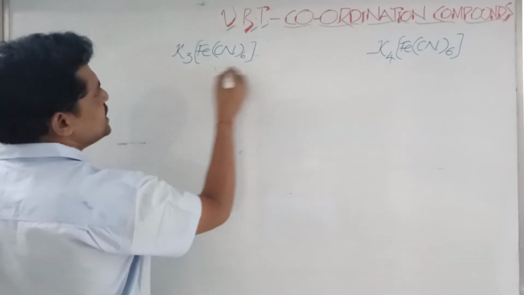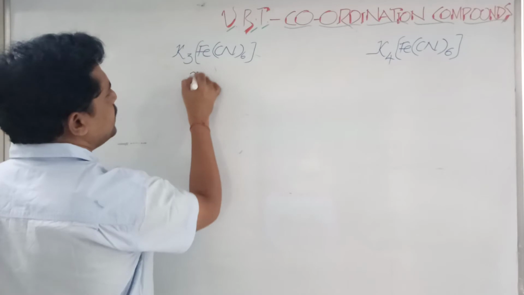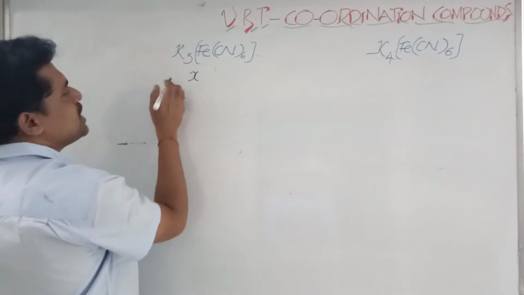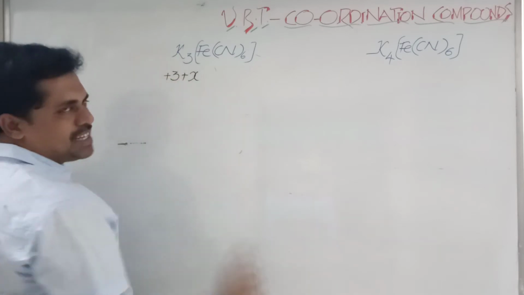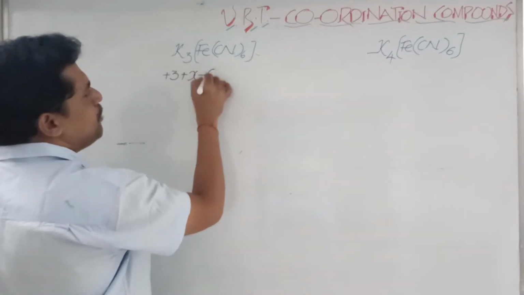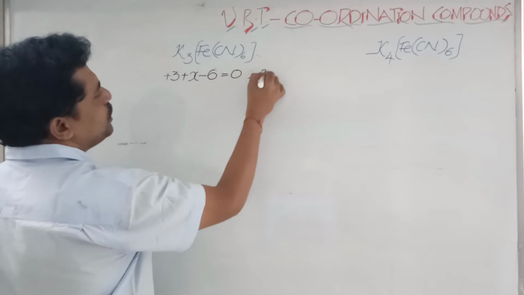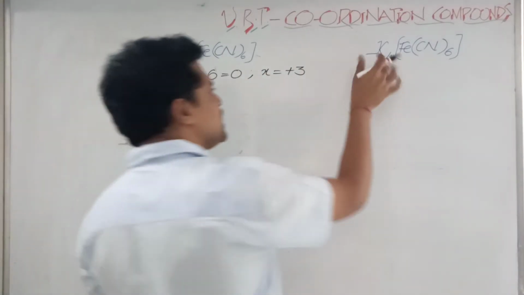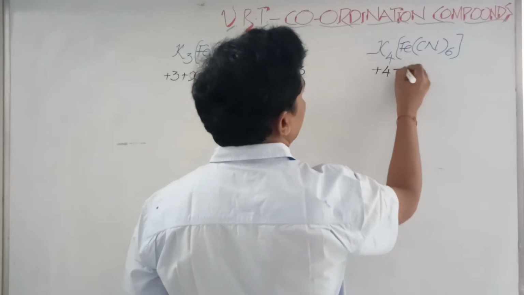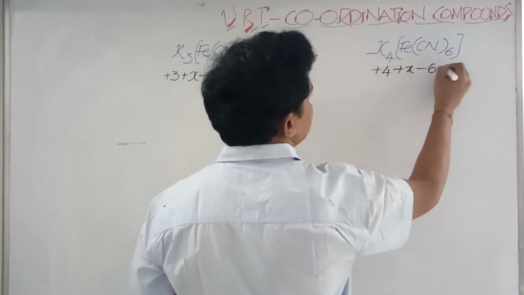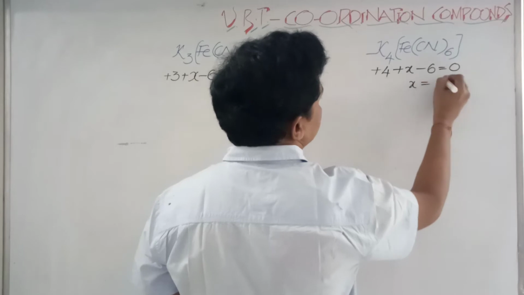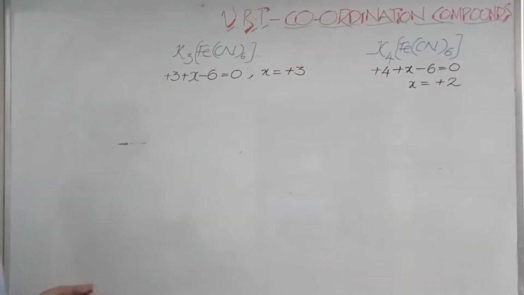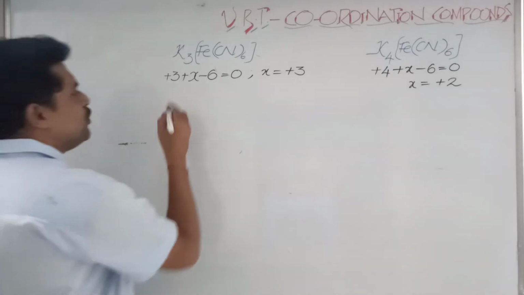So here, the oxidation state of iron, consider X. Potassiums are there, 3 plus, 3. Six cyanides are there, minus 6, is equal to 0. So X is equal to plus 3. In this case, if you see, plus 4 plus X minus 6 is equal to 0. So X is equal to plus 2. Oxidation states we have calculated. Then we'll go with the iron.